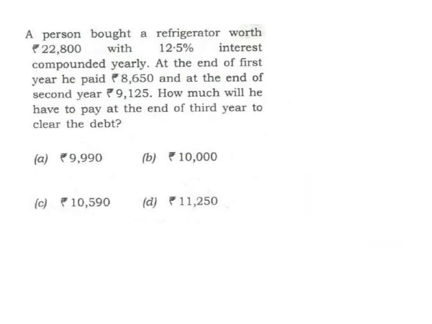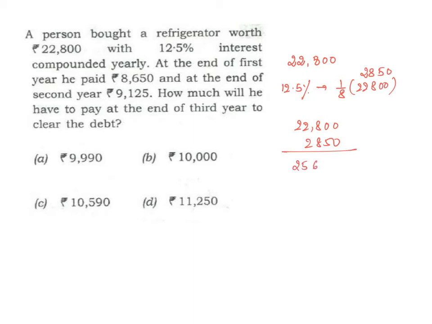A person bought a refrigerator worth 22,800 with 12.5% interest compounded yearly. At the end of first year, he paid 8,650. First, it cost him 22,800. 12.5% interest, which means 1 by 8 of 22,800, which is 2,850. So 22,800 plus 2,850, that's 25,650.